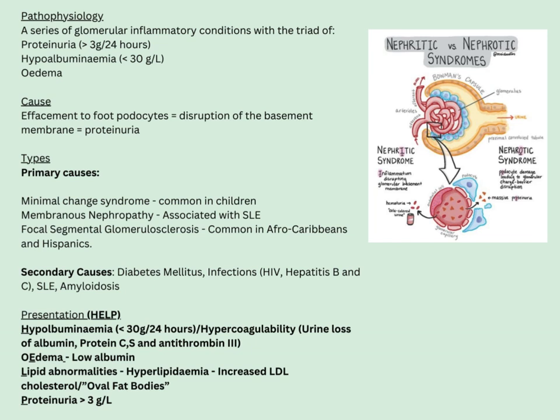The primary causes include minimal change syndrome, which is the most common type of nephrotic syndrome commonly seen in children, membranous nephropathy, which is associated with autoimmune conditions such as SLE and thyroid disorders, and focal segmental glomerulosclerosis, which is the most common type of nephrotic syndrome in adults, particularly patients of Afro-Caribbean, American, and Hispanic heritage.